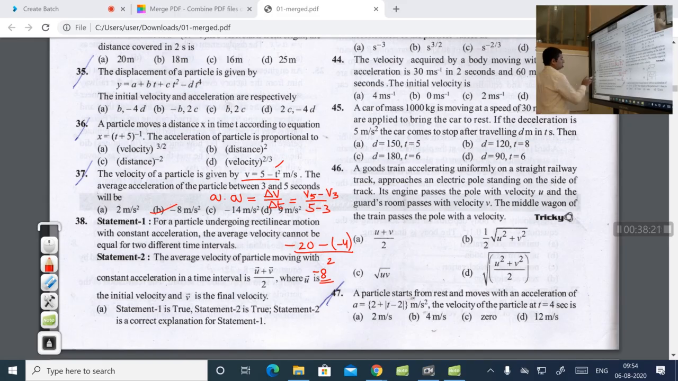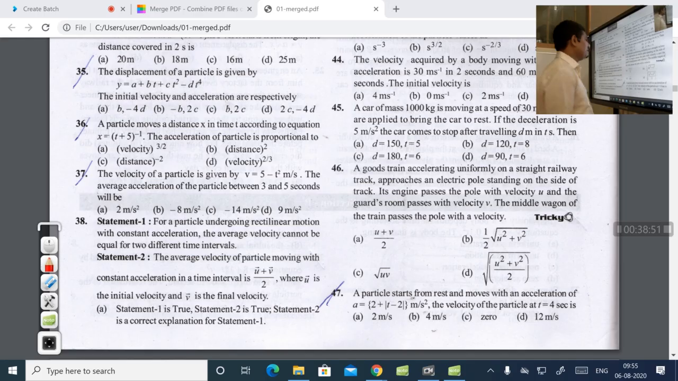Once you understand the basic concept, you can solve all problems in this homework which I have given. Maybe some 5 to 6 problems are difficult, but other than that, I gave 15 to 20 questions, remaining all you can easily solve, students. Next, the 47th. This is slightly not difficult, but you have to understand carefully, students. Now let us see the 47th question. A particle starts from rest and moves with an acceleration of 2 plus mod of t minus 2 meter per second square.